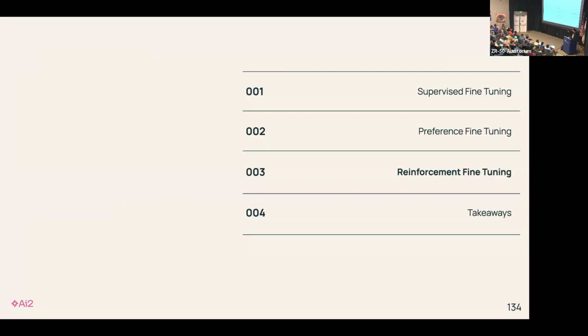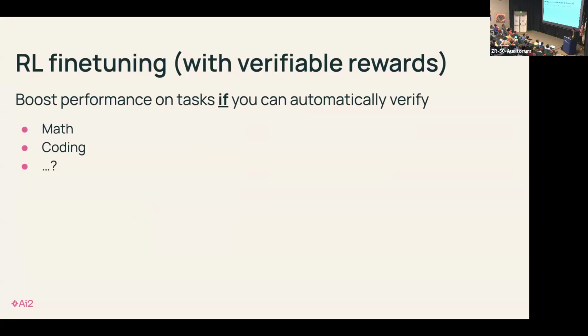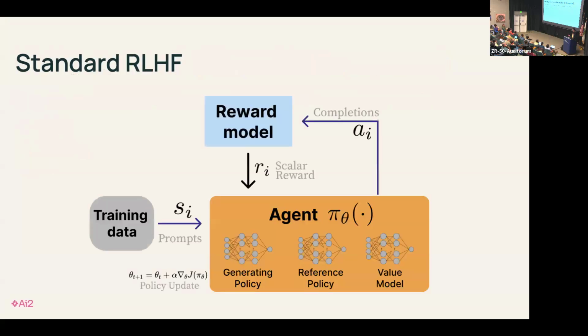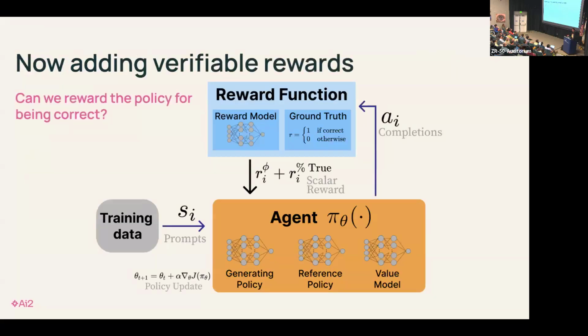And finally, the new hot topic in the field is reinforcement learning. This is called reinforcement learning with verifiable rewards. It's basically used to boost math reasoning and coding reasoning skills, tasks that you can actually automatically build a verifier for. This is your standard RL pipeline, your loop. Don't worry too much about it. Just look at training data going in, you have some agent that's generating completions, and you have a reward model scoring. So this is what's been done for RLHF before.